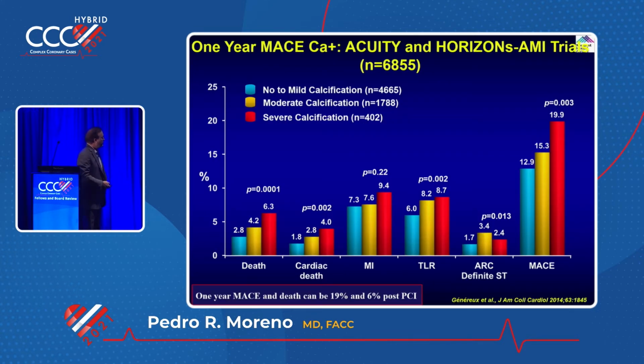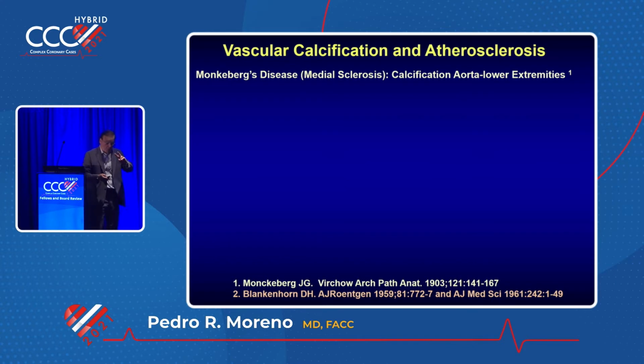This is data from Dr. Sharma's talk. He uses it in his conferences. Cardiac death, 6.3%. MACE, 19.9%. For severe calcification. So those were good. Now, where did all this field of calcification start?